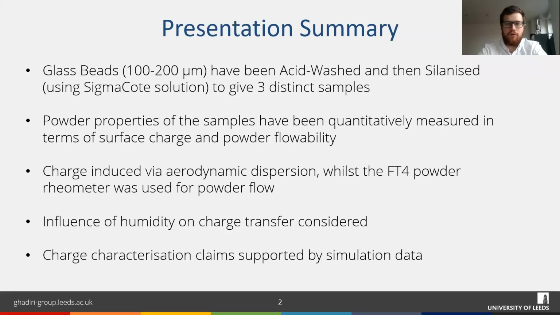So just a quick run through of what I'm going to talk through in this presentation. We've got glass beads that we've acid washed and then silanized to give us 3 distinct samples. And we've quantitatively measured the powder properties of these samples in terms of their surface charge and their powder flowability. We induced the charge via something known as aerodynamic dispersion, whilst an FT4 powder rheometer was used to characterize the powder flow. The influence of humidity has also been considered during the charge transfer, and these charge characterization claims are supported by simulation data.